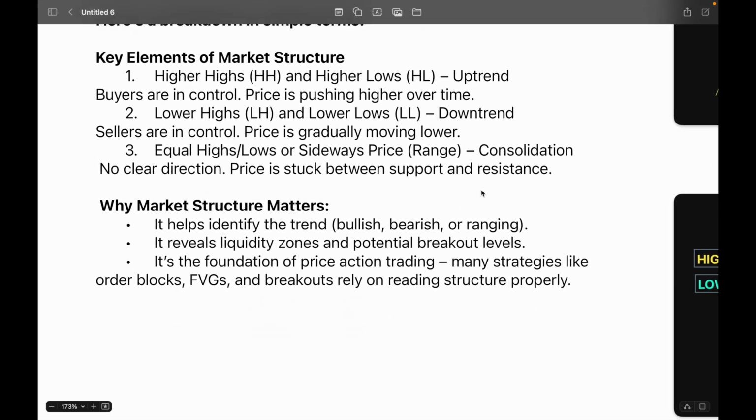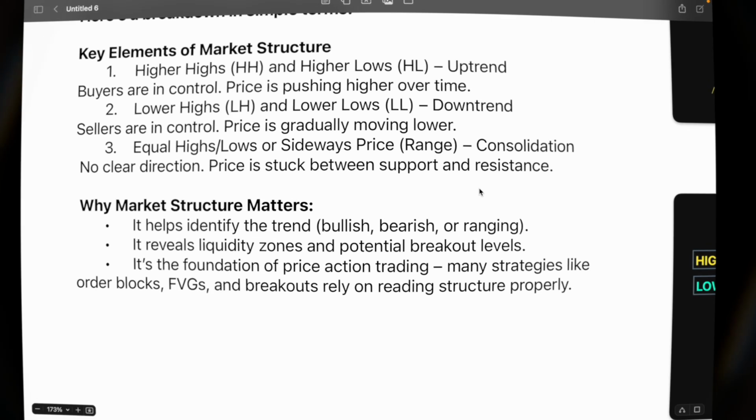Now why does market structure matter? It helps identify the trend. Are you in a bullish, bearish, or ranging trend? It reveals liquidity zones and potential breakout levels. It's the foundation of price action trading. Many strategies like order blocks, fair value gaps, breaker blocks rely on reading structure correctly.